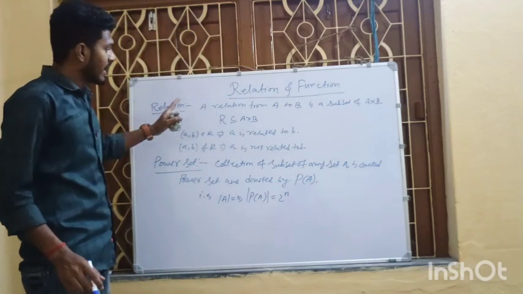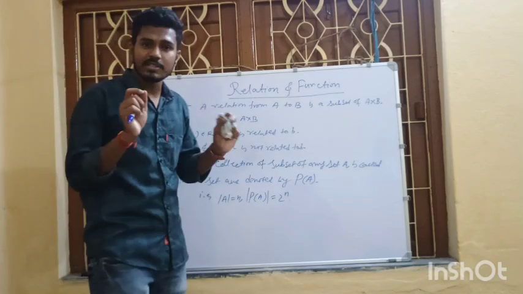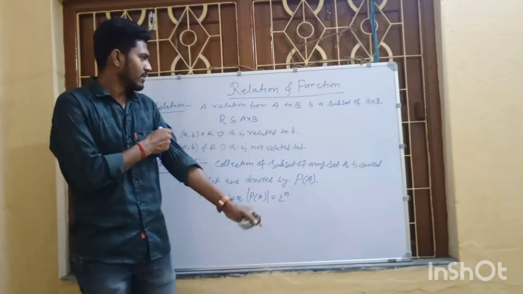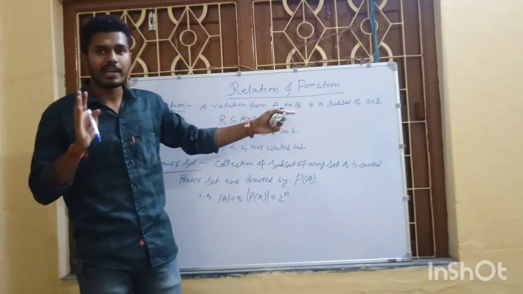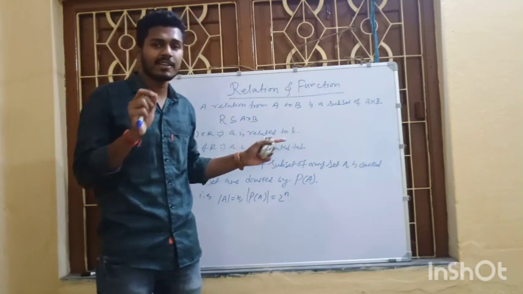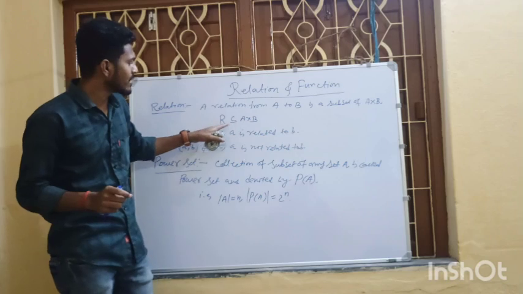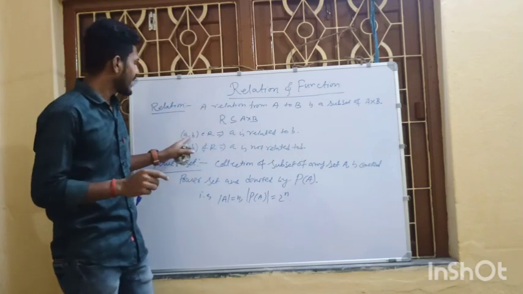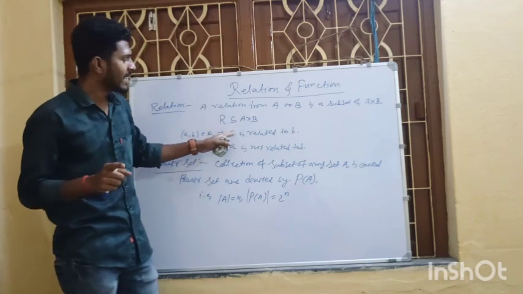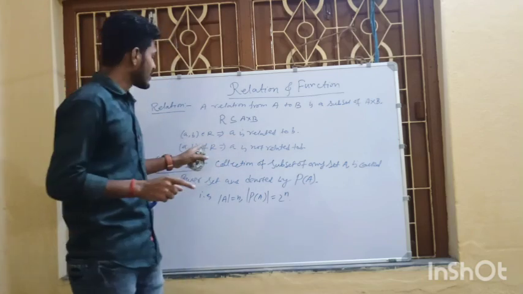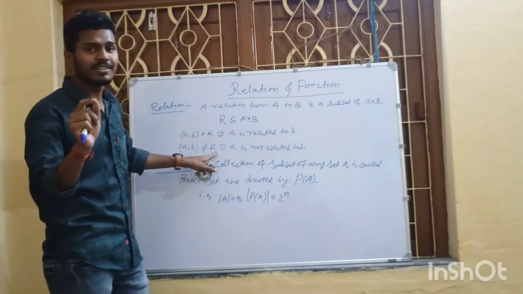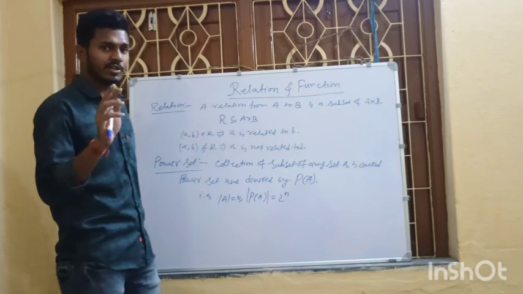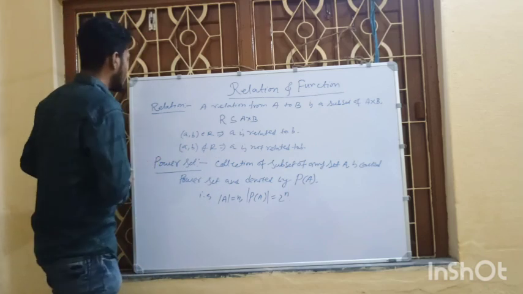What is relation? A relation from A to B is a subset of A cross B. That is, if R is a relation from A to B, then R is a subset of A cross B. And if (a, b) belongs to R, then a is related to b. And if (a, b) does not belong to R, then a is not related to b. This is a relation. And what is the type of relation actually?